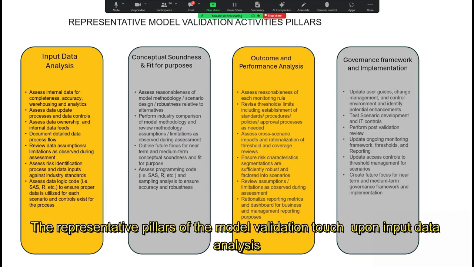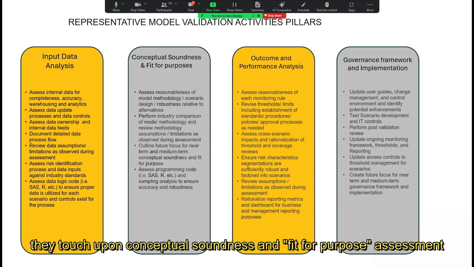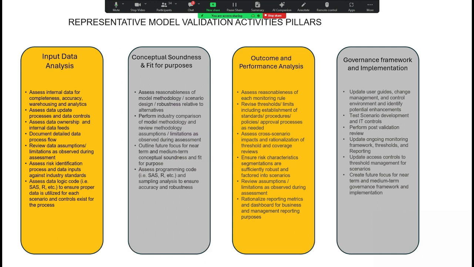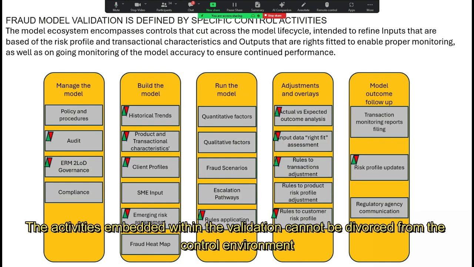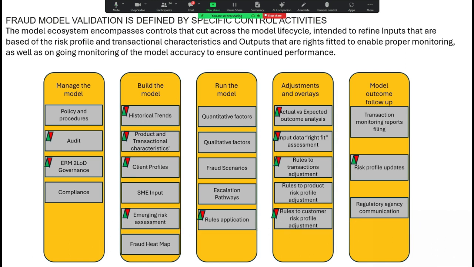The representative pillars of the model validation touch upon input data analysis. They touch upon conceptual soundness and fit for purpose, the outcome performance analysis, and also the governance frameworks and implementation. The activities embedded within the validation cannot be divorced from the controls.